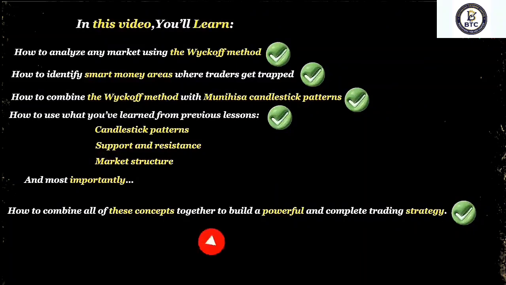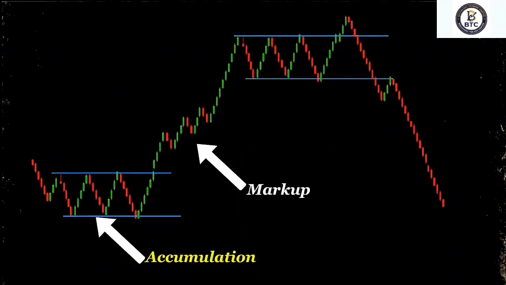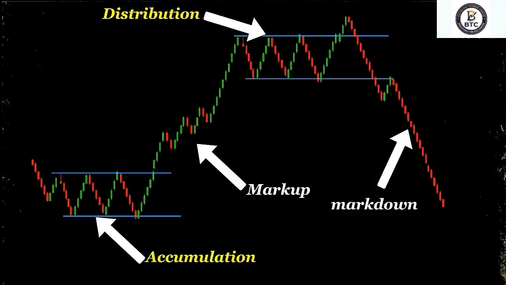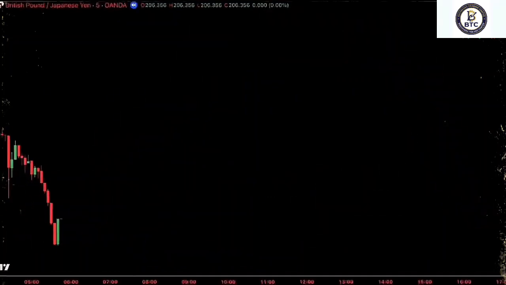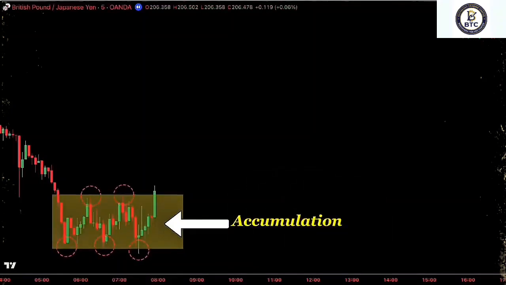Before we get started, the Wyckoff method is based on the idea that the market moves in 4 phases: accumulation, markup, distribution, and markdown. This is how smart money moves the market. Let's start with the first market phase, accumulation. In this phase, the market moves in a range and accumulates positions. Buyers and sellers are relatively balanced, but buyers are preparing to drive the market upwards.